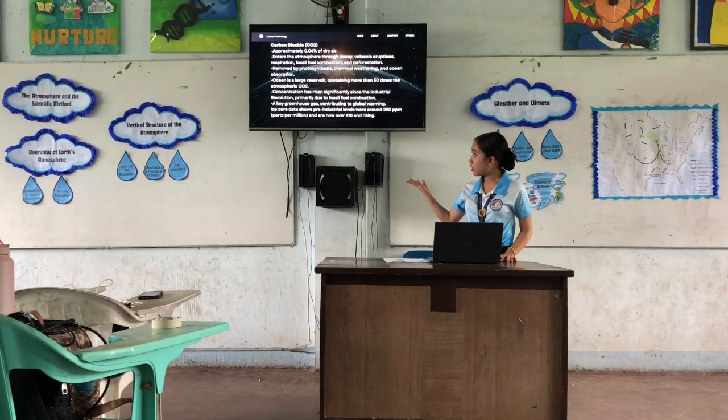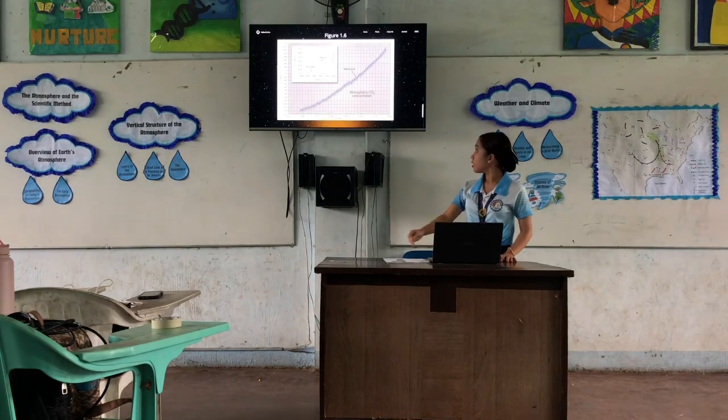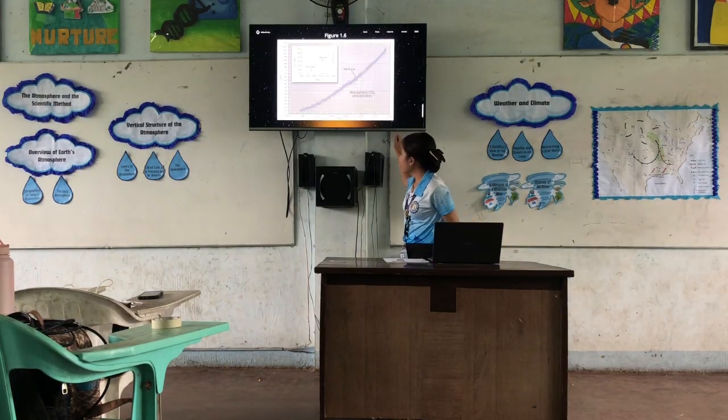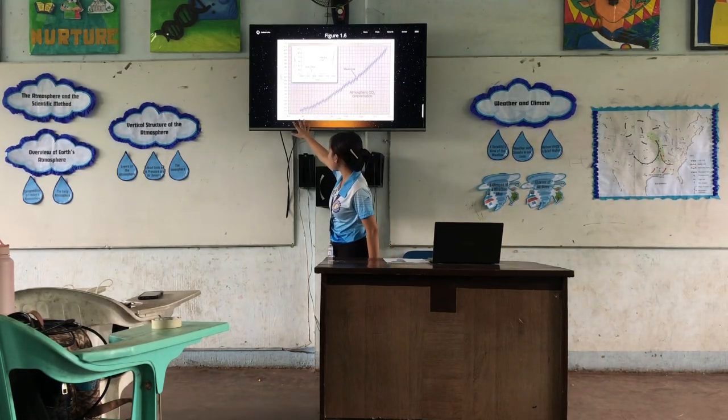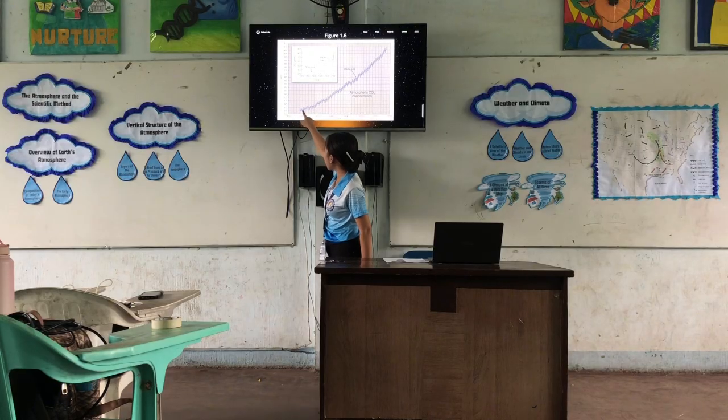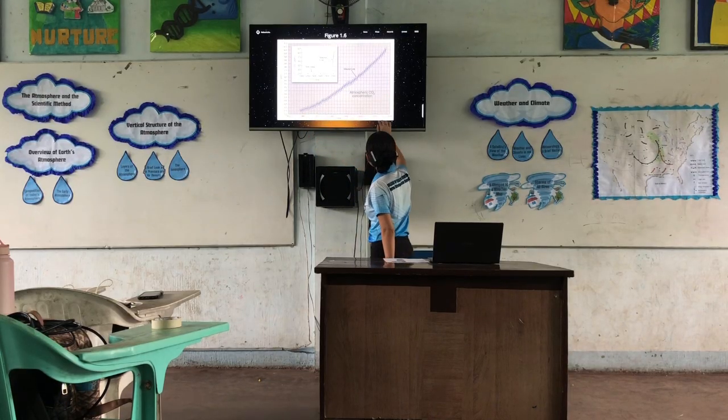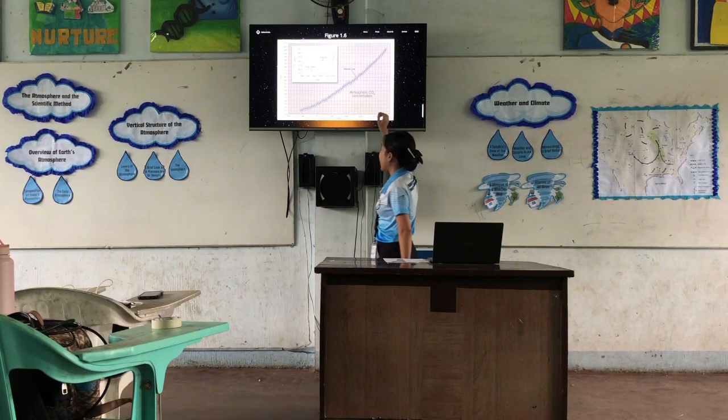So we have here the concentration of greenhouse gases before. This was reported by the ice core data. We have 280 parts per million and now it is over 410 and is still rising. We have here the figure. In 1950, it was over 315, but now in 2010 or 2022, it is rising still.